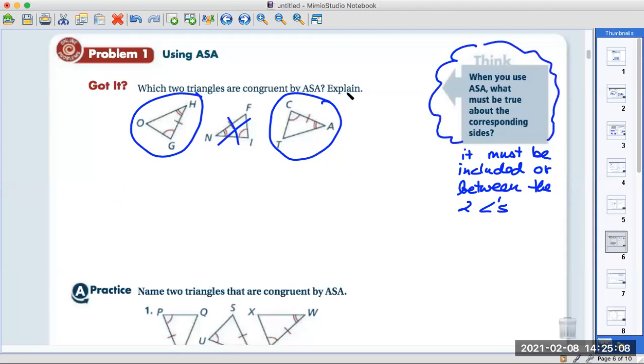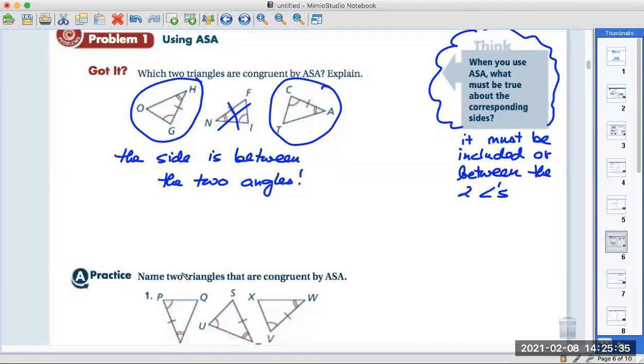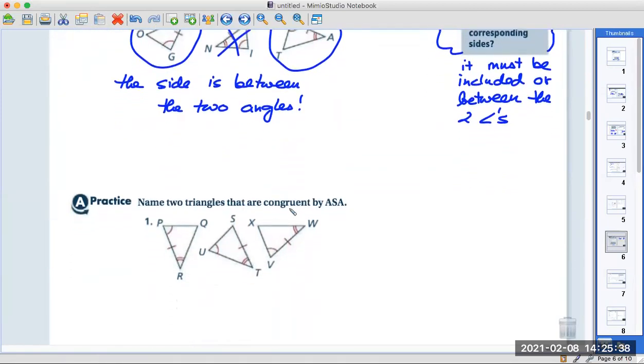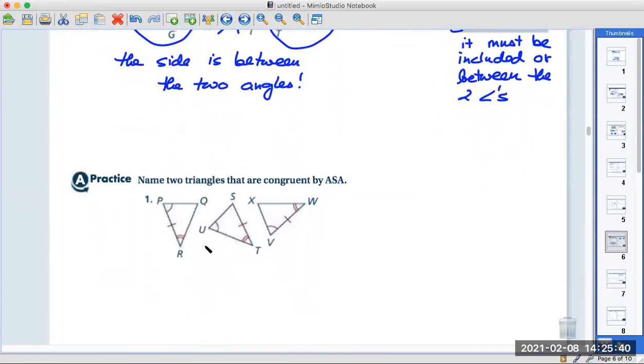Okay, so we try to explain. Okay, the side is between the two angles. Okay, this is not. The side is on the outside. See how these two angles and then this one is on the outside. Let's try one more. Name two triangles that are congruent by ASA. It would be, this one is out because that side is not between the two. It's this one and this one.